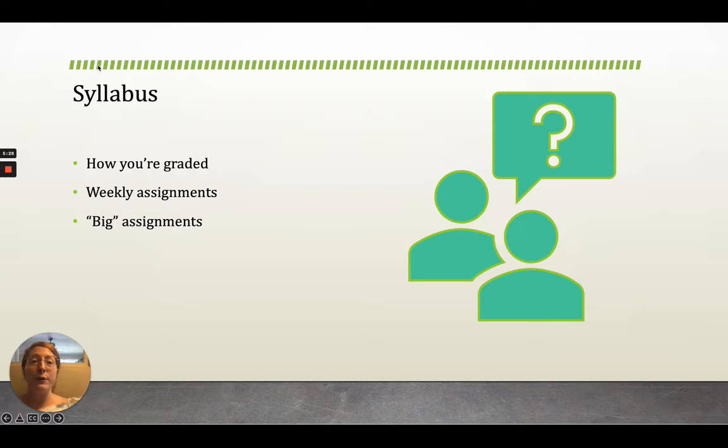However, I do allow rewrites if you need to do that, where we go back and forth and discuss revisions, and then you'll make those revisions and get regraded. And there are details about that process on the syllabus if that ends up applying to you at any point this semester.